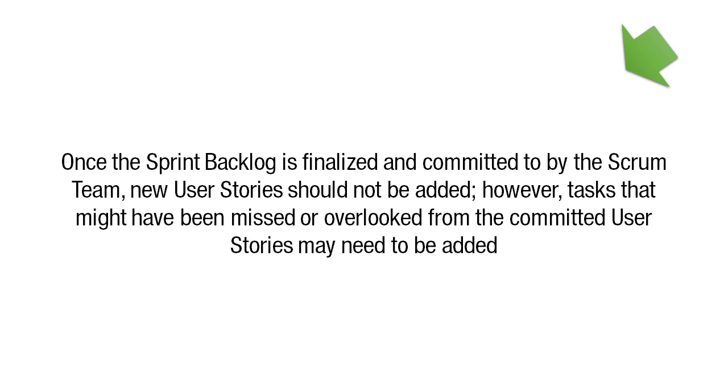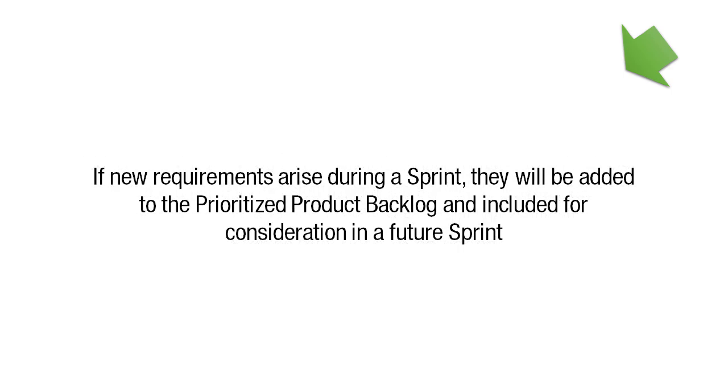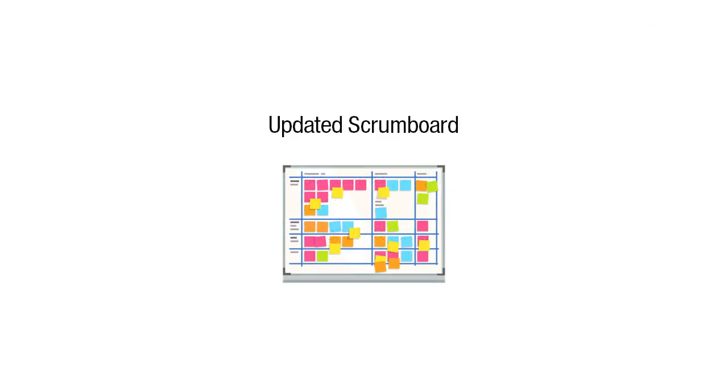Once the sprint backlog is finalized and committed to by the Scrum team, new user stories should not be added. However, tasks that might have been missed or overlooked from the committed user stories may need to be added. If new requirements arise during a sprint, they will be added to the prioritized product backlog and included for consideration in a future sprint. Another output is Updated Scrum Board.